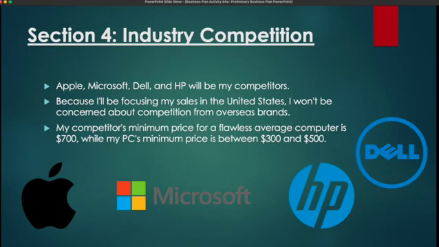Again, for my competitors right now, the minimum price of a computer to do everything flawlessly and as fast as possible would be $700, mostly for Microsoft, HP, and Dell, while the minimum price of an Apple computer would be 999. However, if you are a student, you are able to get discounts, and instead you are able to buy one of the series of MacBook Air for Apple for $899.